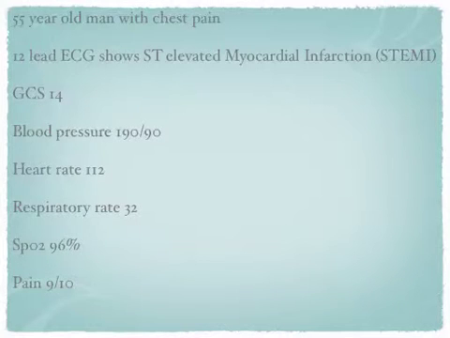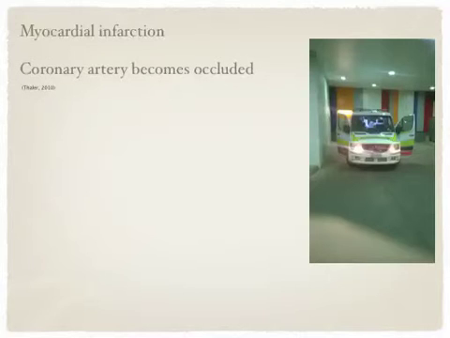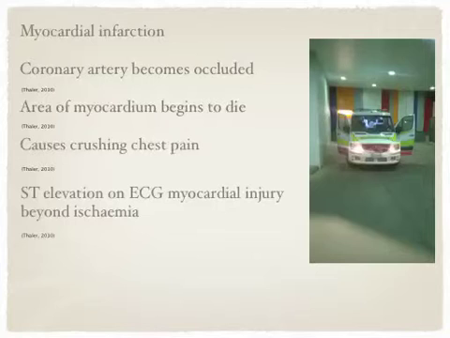The patient must be arranged for an urgent transfer to a tertiary hospital, however, aeromedical retrieval services are more than 3 hours away. A myocardial infarction happens when one of the coronary arteries becomes occluded. This leads to an area of myocardium, which was supplied blood and oxygen by this artery, experiencing ischemia and necrosis, causing crushing chest pain, which may radiate to the left arm or jaw. ST elevation on an ECG indicates myocardial injury beyond ischemia.